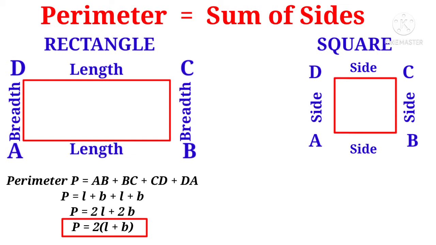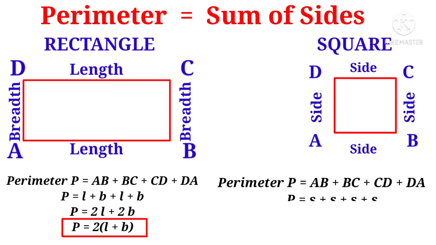Now perimeter of square. Perimeter P is equal to AB plus BC plus CD plus DA. P is equal to S plus S plus S plus S. That is equal to 4S. P is equal to 4S is the perimeter for square.